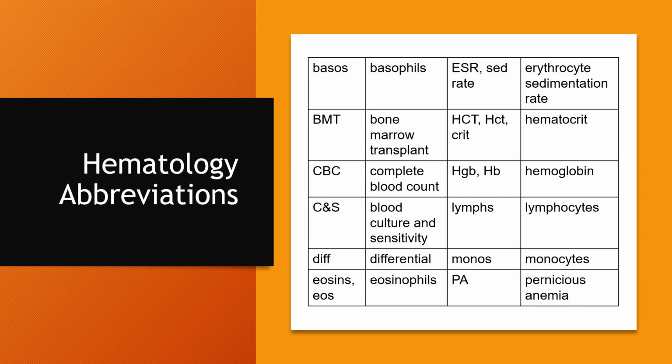Baso for basophils, BMT, bone marrow transplant, CBC, complete blood cell count, C&S, blood culture and sensitivity, DIF for differential, eosins or EOS for eosinophils, ESR or SED rate is erythrocyte sedimentation rate, HCT or crit stands for hematocrit, HGB or HB is hemoglobin, lymphs stands for lymphocytes, monos, monocytes, PA, pernicious anemia.